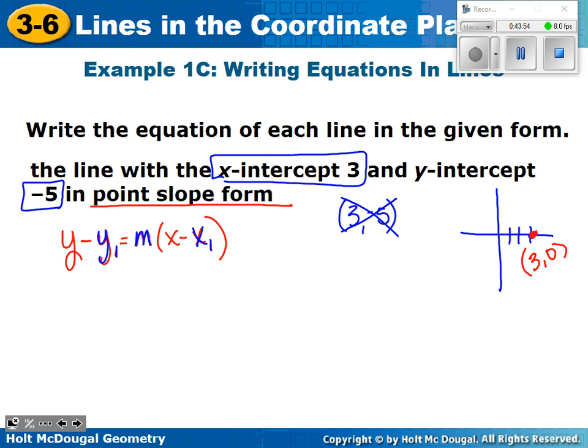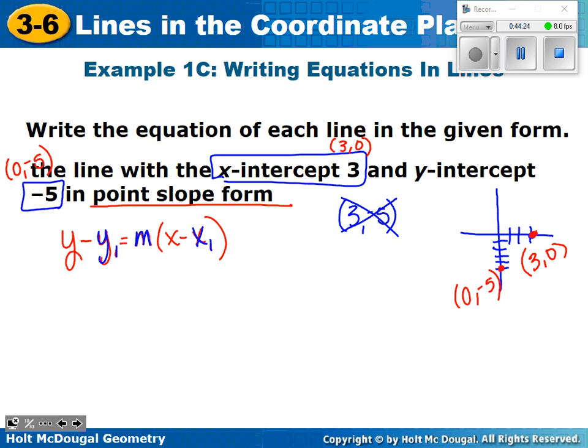3, 0. So you should write on your paper 3, 0. If you have a y-intercept at -5, what are the coordinates for that point? 0, -5. The best thing you can do to keep yourself from making a mistake is to write down those coordinates before you ever start, so you don't get confused and think that there's a point at 3, -5.